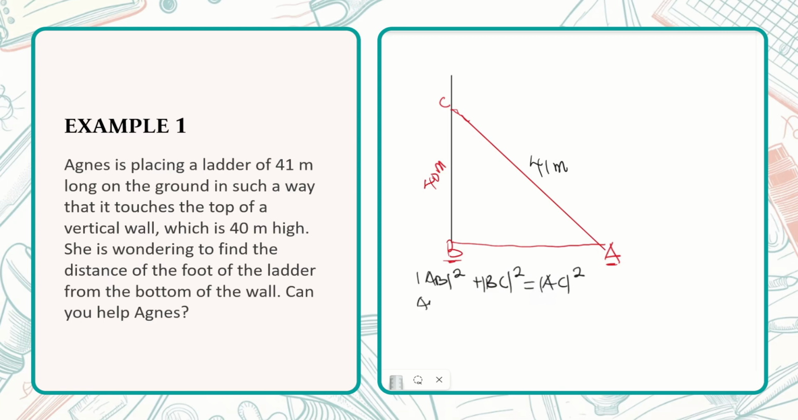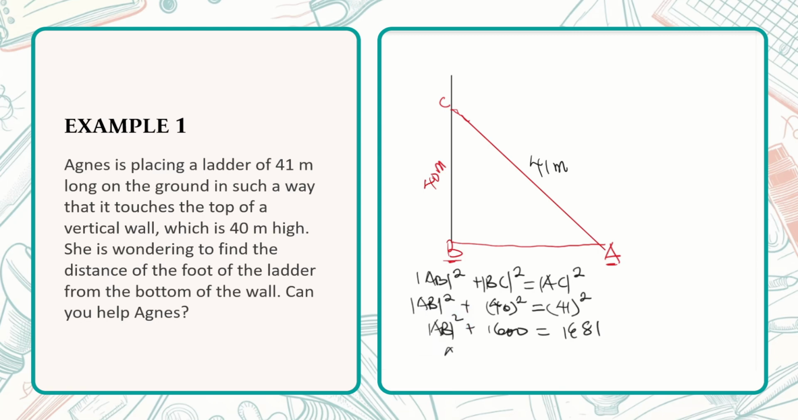We are finding AB squared because that's what we don't know, plus BC squared, which is 40. We won't bring the units until we find our final answer. All squared is equal to AC, which is 41 all squared. So 40 squared, which is 40 times 40, when we use our calculator gives us 1,600. And 41 all squared gives us 1,681, then plus AB all squared.